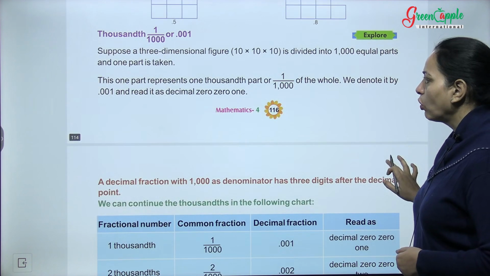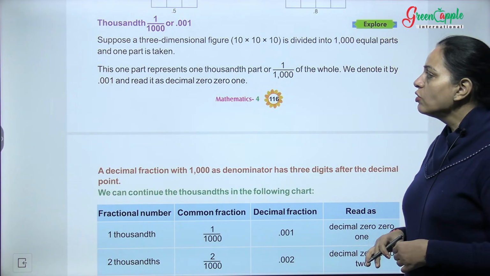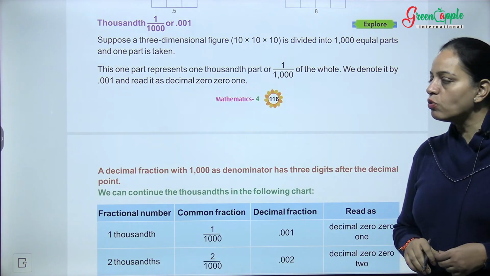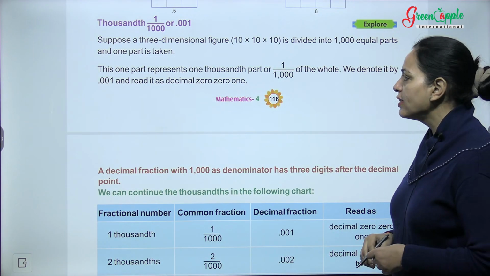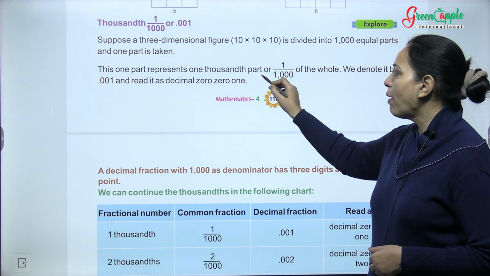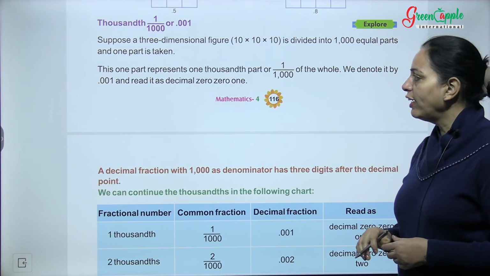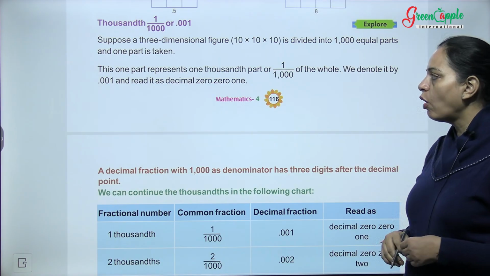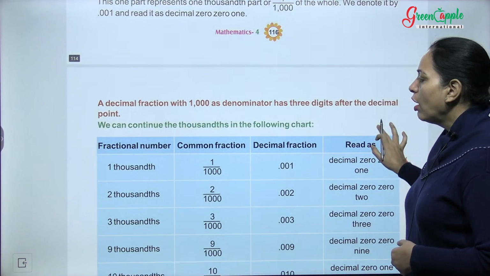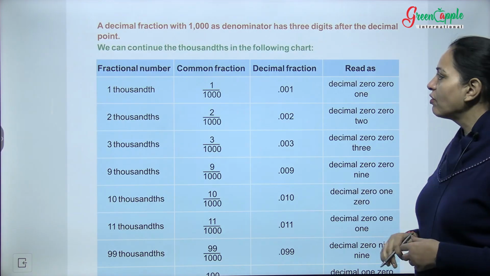Now here the next we are talking about 1 upon 1000, or this is 0.001. So suppose a three-dimensional figure 10 into 10 into 10 is divided into 1000 equal parts and one part is taken out. So one part is representing 1 upon 1000 of the whole. So how we can write it? 0.001, and how we can read it? Decimal 001, right? Now a decimal fraction with 1000 as denominator has 3 digits after the decimal point.